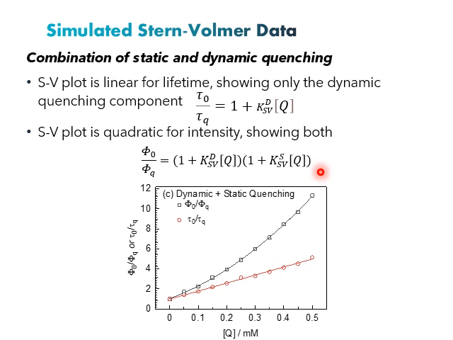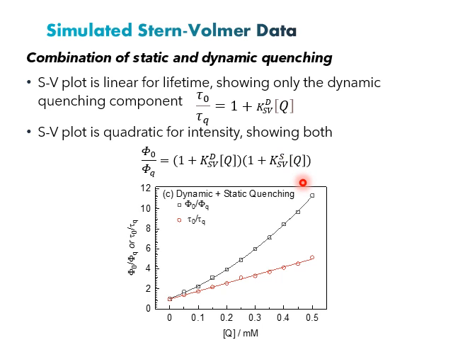So here's what the data would look like. The lifetime-based plot, which is shown in red, is going to have the normal linear appearance, and by fitting this line, you can get the Stern-Volmer constant here for the dynamic quenching. It's not going to be very reliable to try to fit the quadratic data and extract two floating terms here, but you can fit the lifetime-based data to get your dynamic quenching constant. You fix that value, and then you fit the black trace here, floating the other Stern-Volmer constant for static quenching to get that value as well.